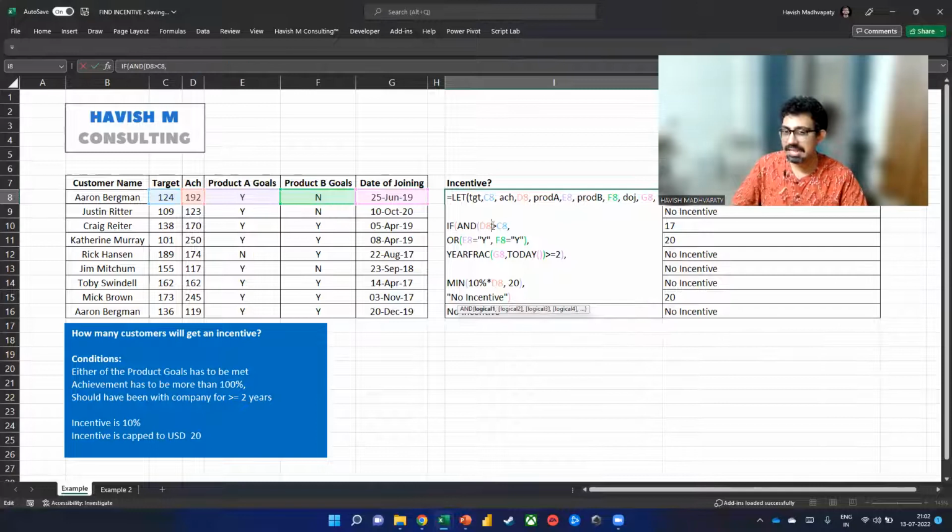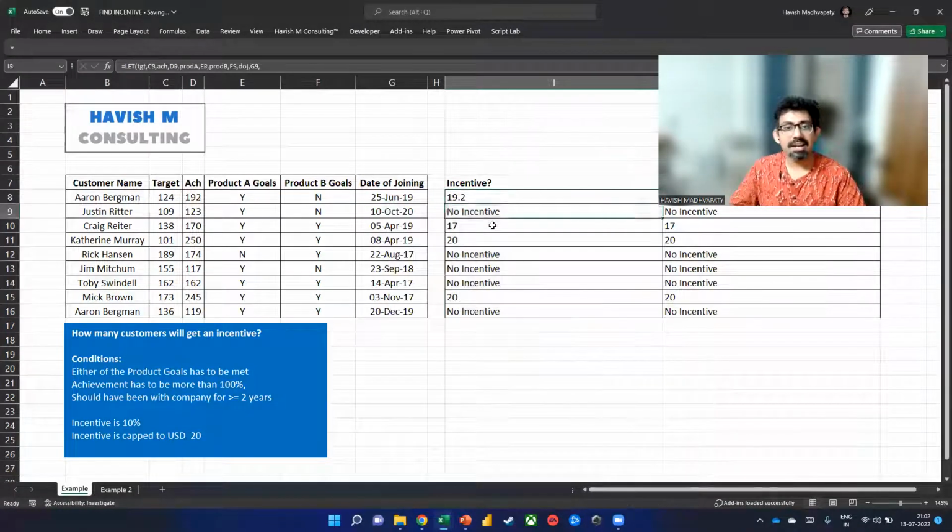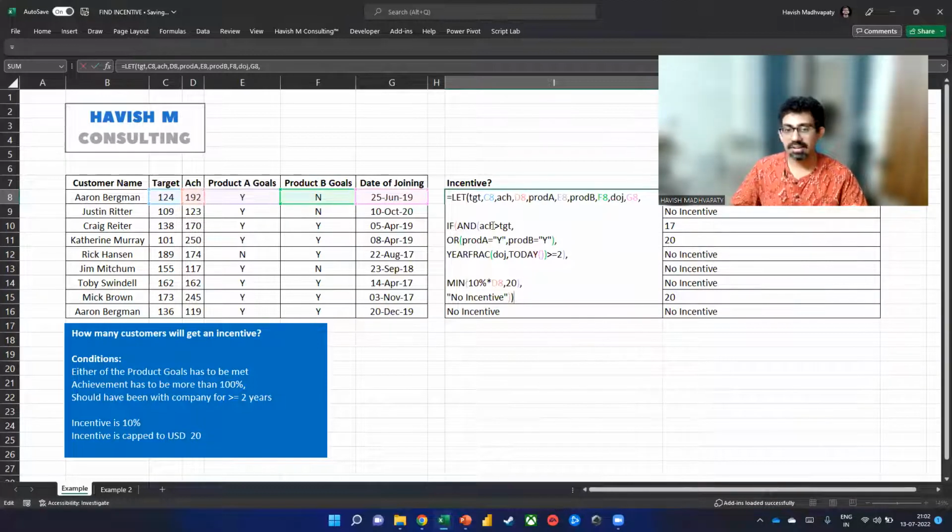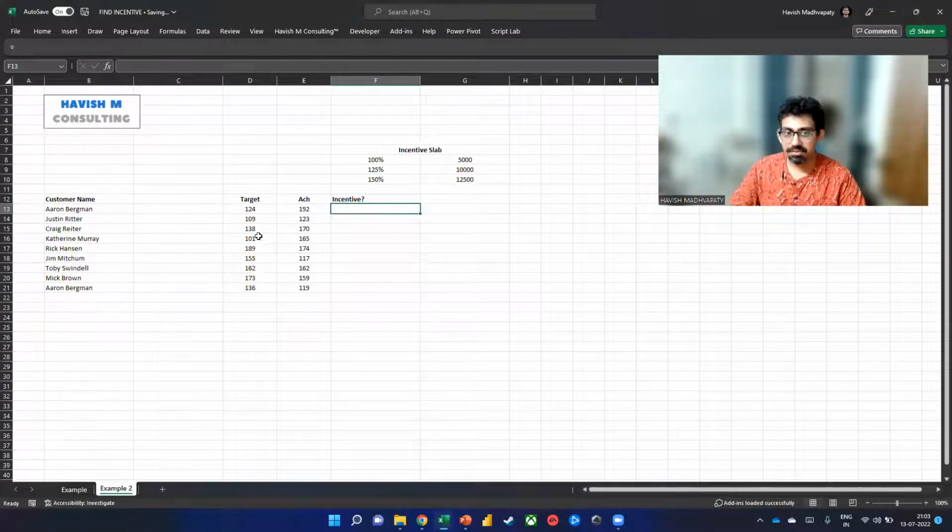And this way, rather than selecting these cells in the formula, we can simply say, is the achievement more than the target? Is my product A equal to yes? Is my product B equal to yes? And here we say, is our date of joining compared with today at least 2 years? And you notice we get the same result, but the readability of the formula has improved so much. I hope all of you agree with that. Let's do one more example with IF.